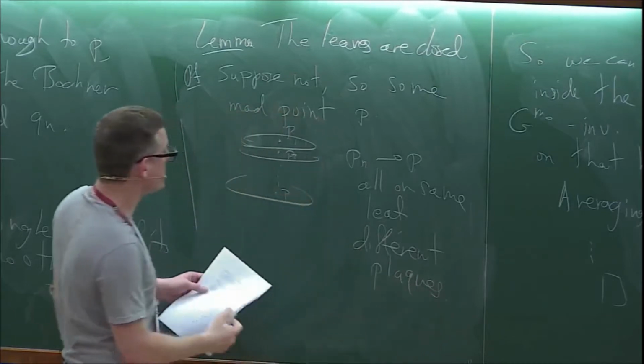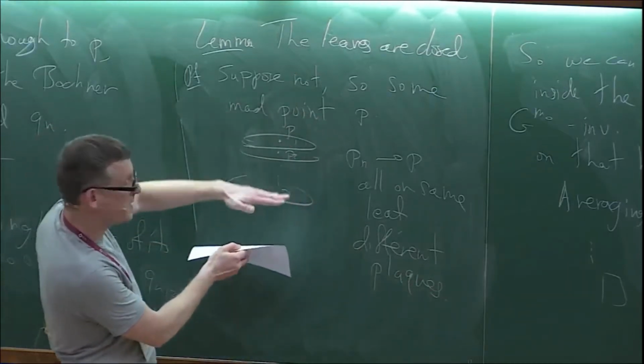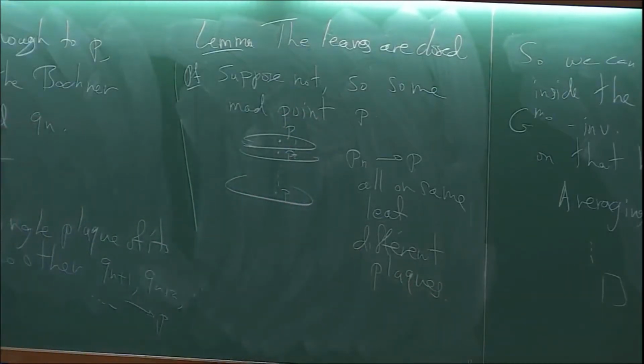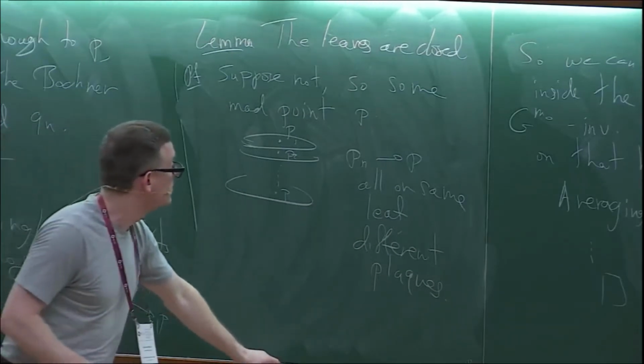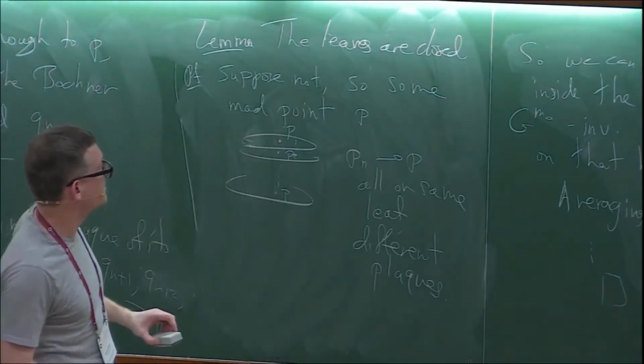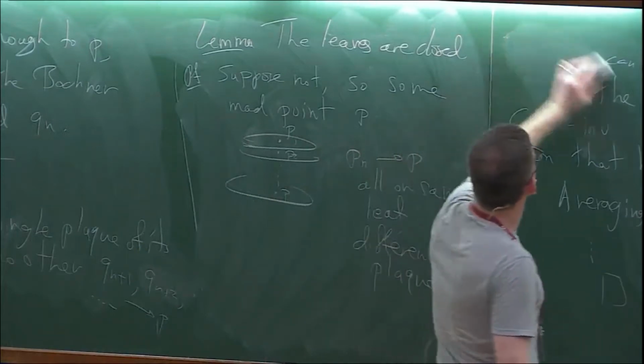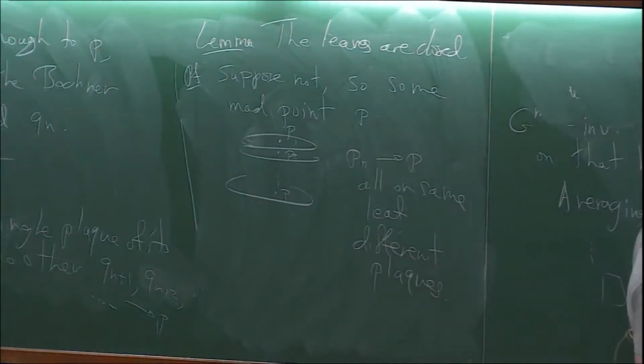Okay, so we've assumed such a point exists. We've proven that there is a mad point unless the leaves are closed. So we've got to figure out what happens near the mad point. Is that all right? Yeah.